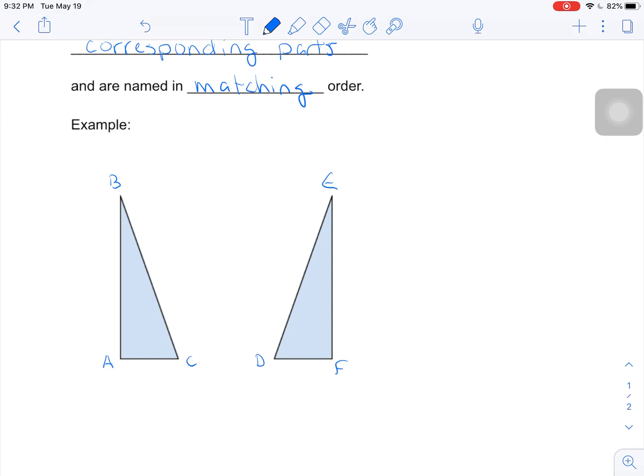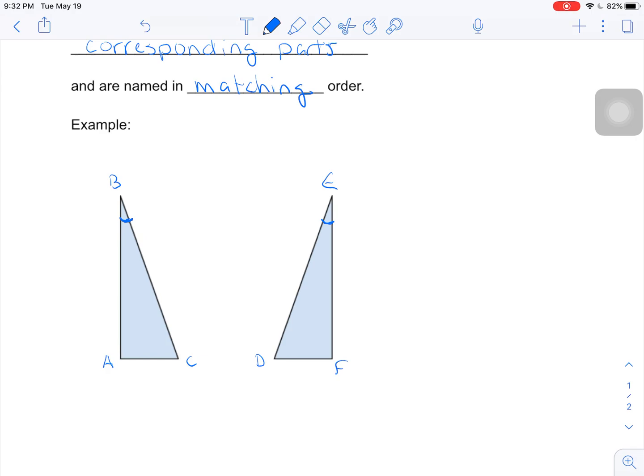Now, there are a couple of different ways that we can name things. So let's talk about how to label corresponding parts or matching parts. If I have corresponding angles, I can label corresponding angles with matching arc marks. So angle B is kind of this top pointy angle. Same angle in the other triangle will be angle E. So if I put an arc mark for angle B, I should put a matching arc mark for angle E, and that tells me those are matching angles.